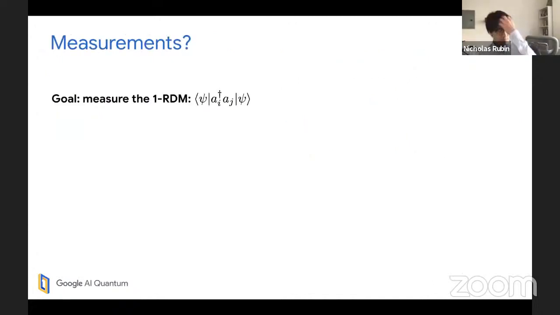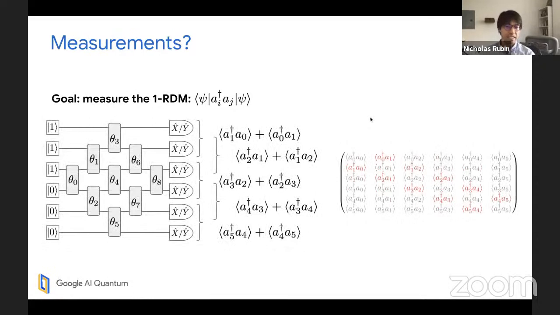Okay, so I want to take a little bit of time to explain how we do the measurements, because I think that component of it is also generalizable to the full interaction model. So the goal, of course, is to measure the 1 RDM, so all expectation values that I have listed here for all indices ij. And I'm going to explain how to do this, first with an example.